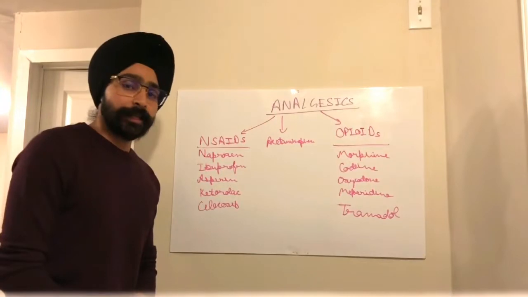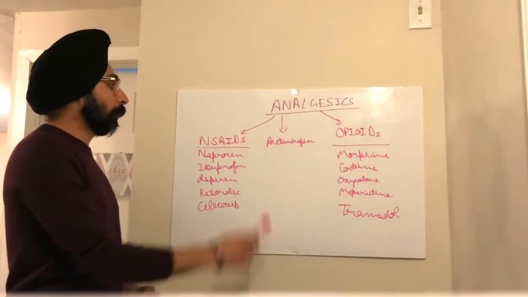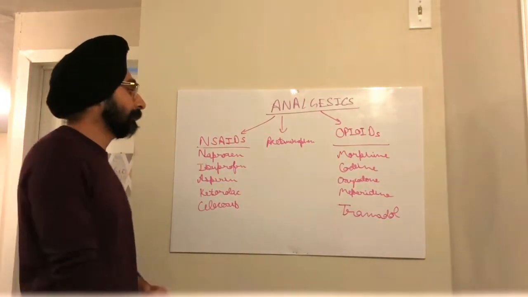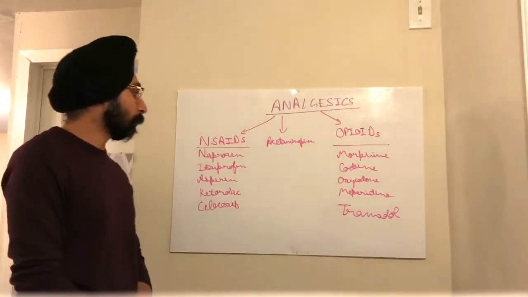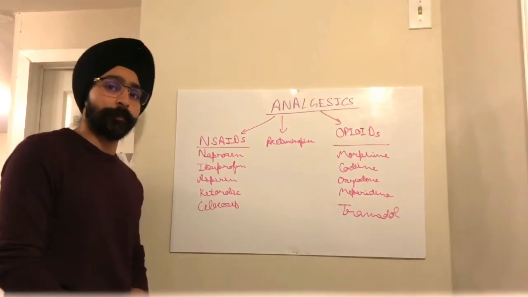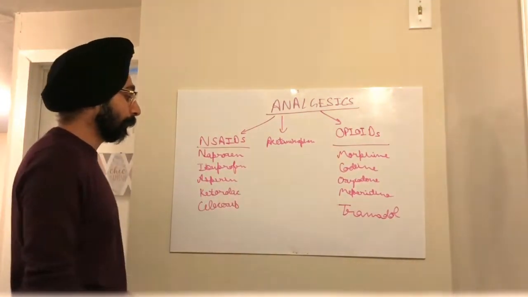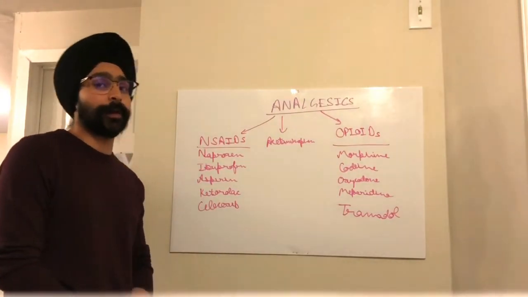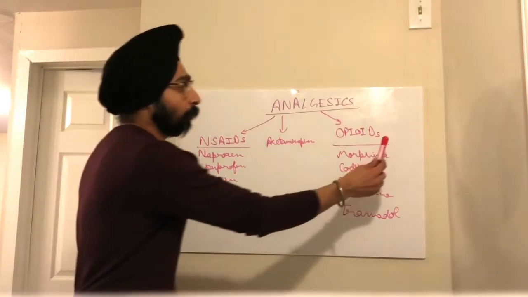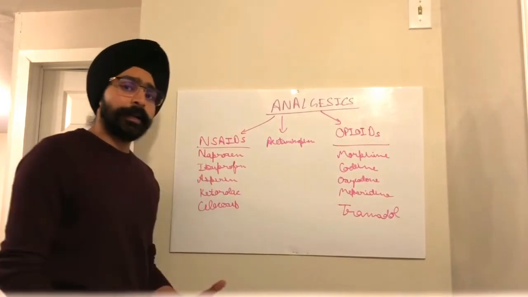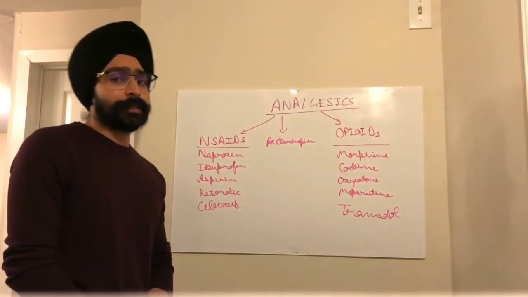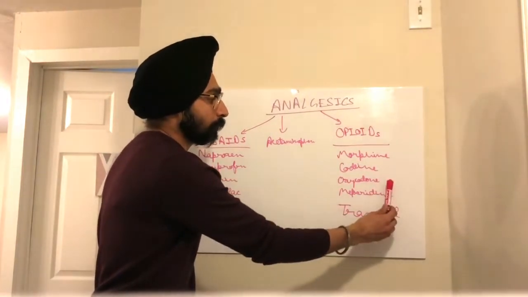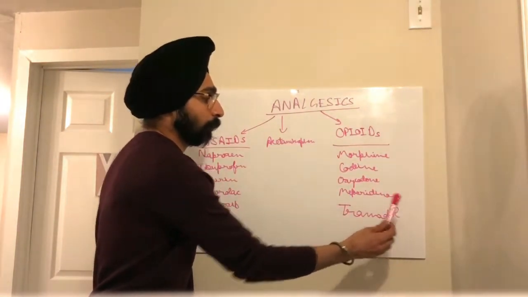Acetaminophen or paracetamol is also considered along with NSAIDs, though it is not considered under the categorization of NSAIDs. Few examples of NSAIDs are naproxen or naproxen sodium, ibuprofen, aspirin, ketorolac, celecoxib, rofecoxib, mefenamic acid, and in the same way opioids. These are divided into natural, synthetic, or semi-synthetic. Examples are morphine, codeine, oxycodone, meperidine, tramadol.